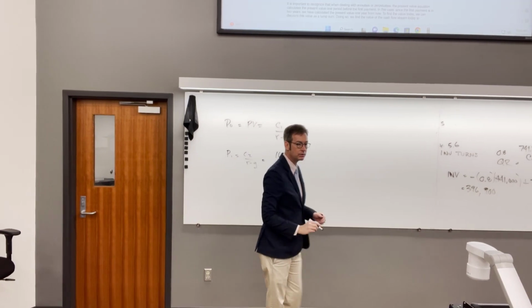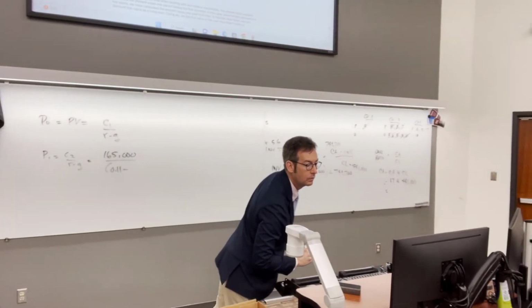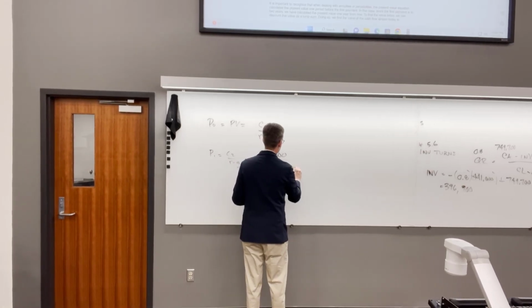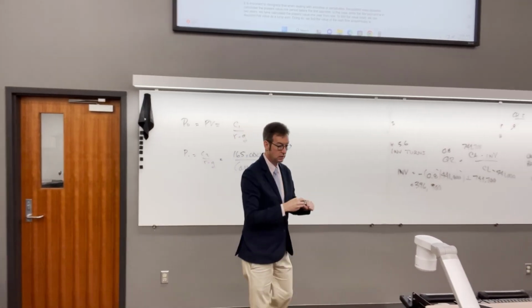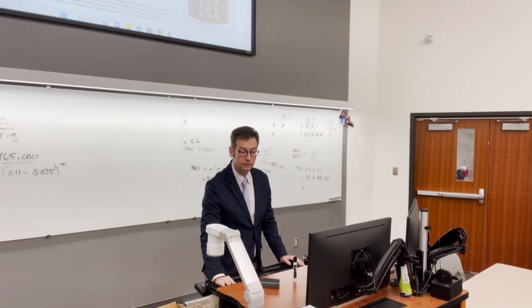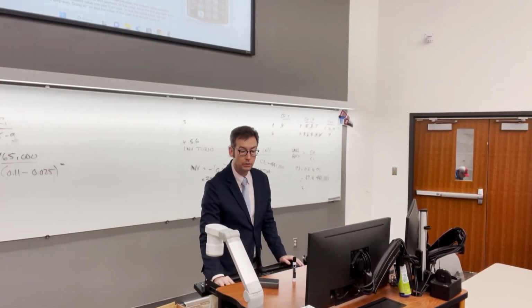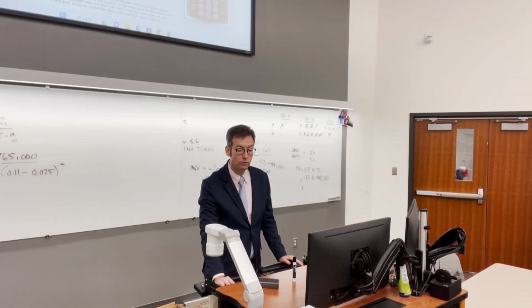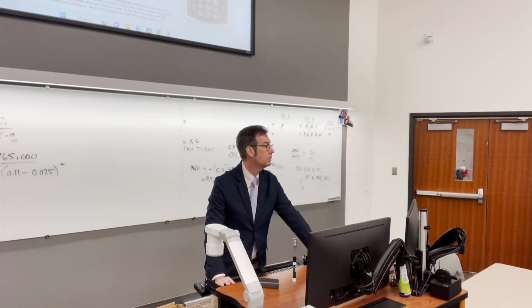0.11 is the discount rate. What's the growth rate? 2.5. So I'm going to get a calculator out here. I'm going to say 165,000 divided by, open parenthesis, 0.11 minus 0.025, close parentheses, equals. I'm getting 1.94 million. Does that look familiar?